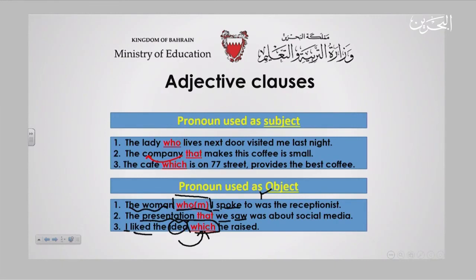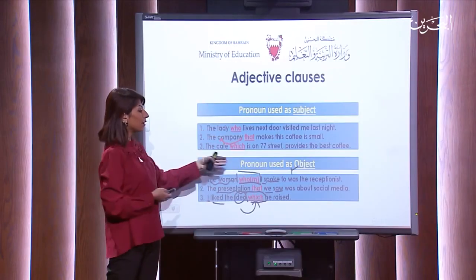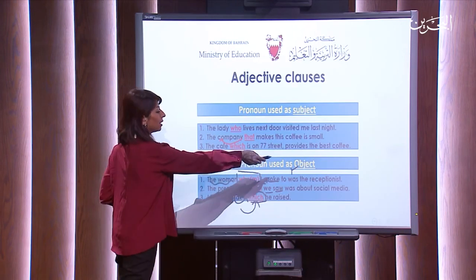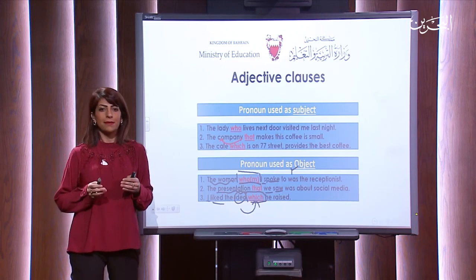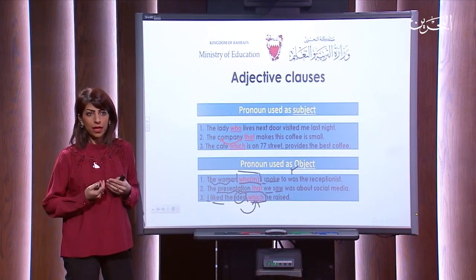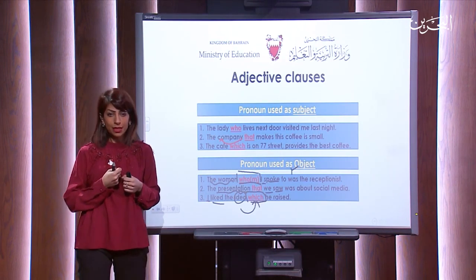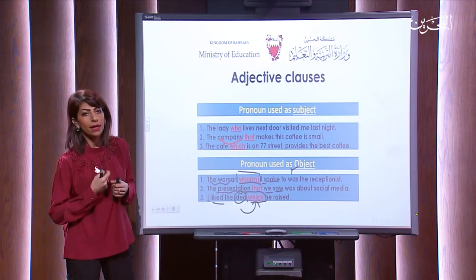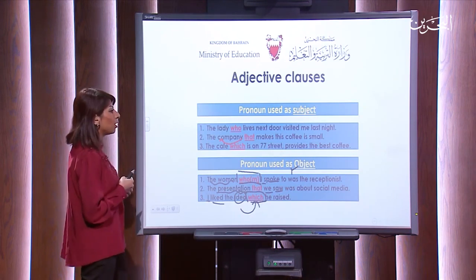So there are two groups. Pay attention once again. There are pronouns used as subject and there are pronouns used as object. In the case of that and which, it doesn't make a difference. But in the case of determining people, I use who when the pronoun is used as subject, and I use whom, with an M at the end, when the pronoun is used as object.